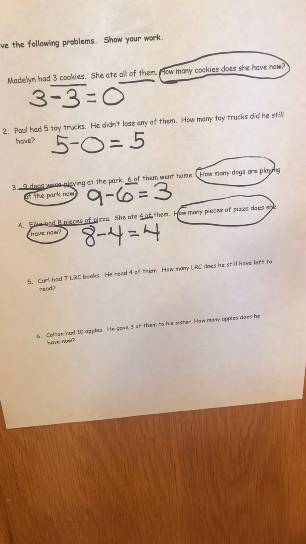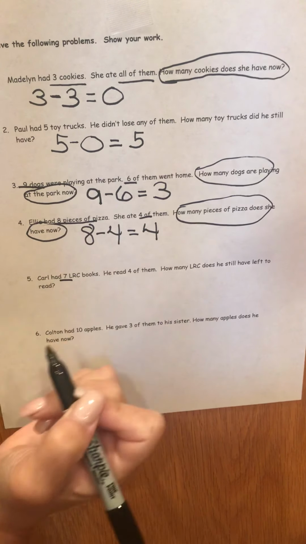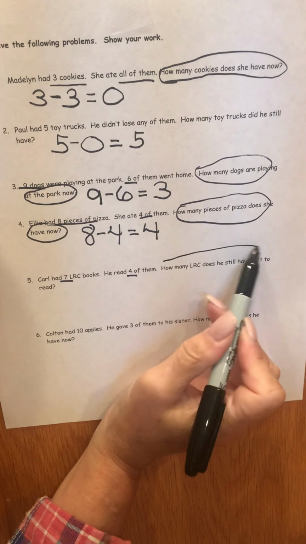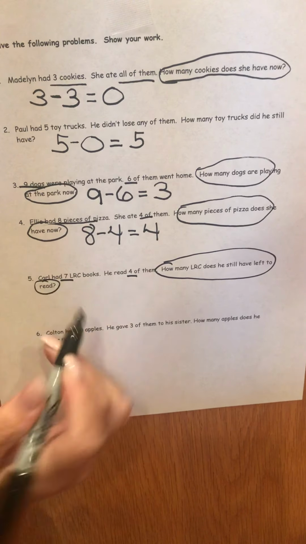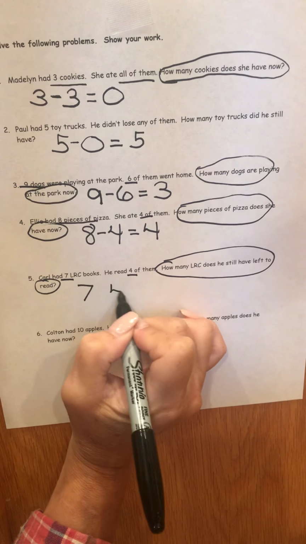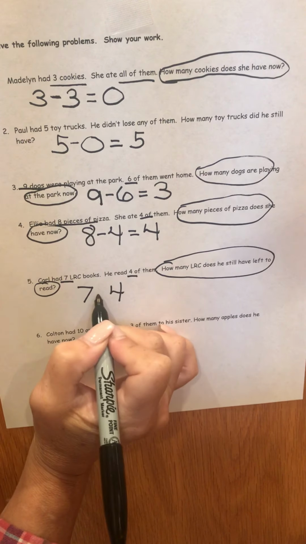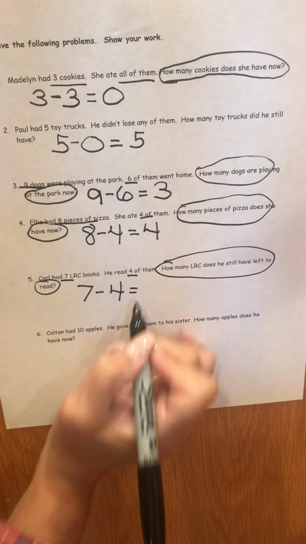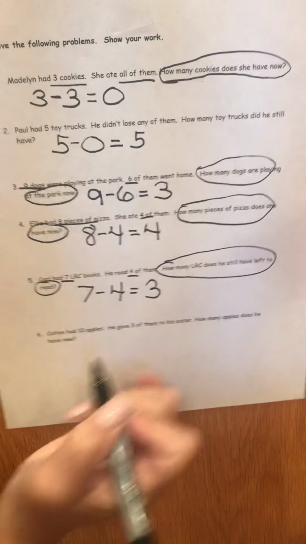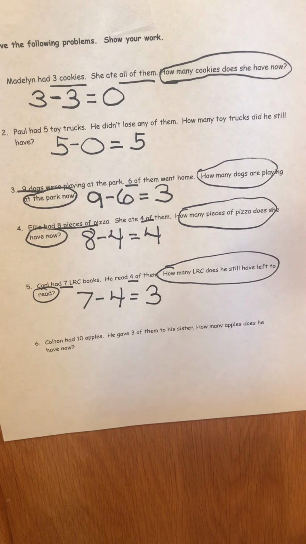All right, moving on to number 5. Carl had 7 LRC books. He read 4 of them. How many LRC books does he still have left to read? All right, he had 7 LRC books. He read 4 of them. How many does he still have left to read? So we want to know the difference between 7 and 4. Our answer is 3.